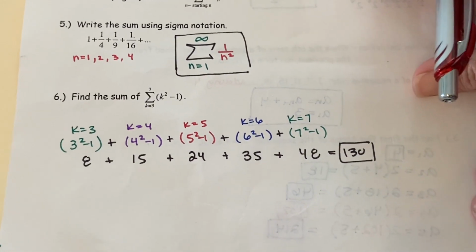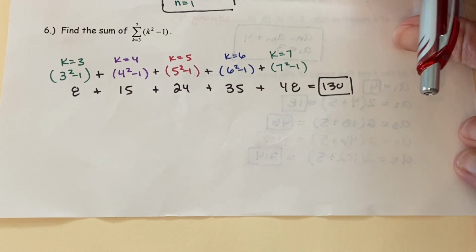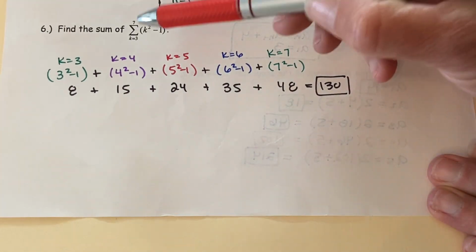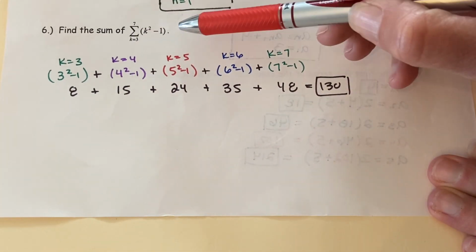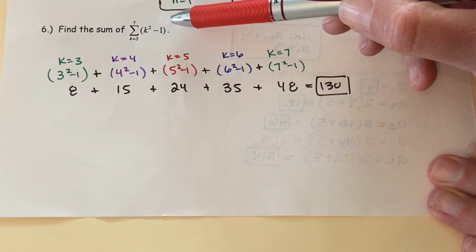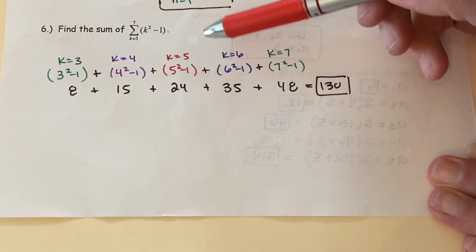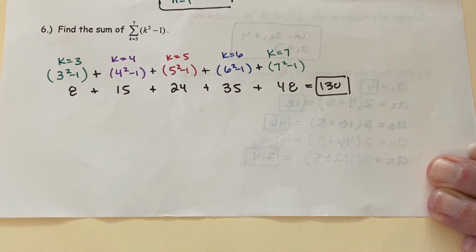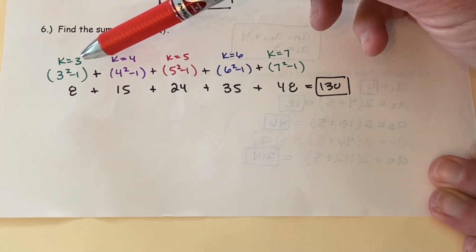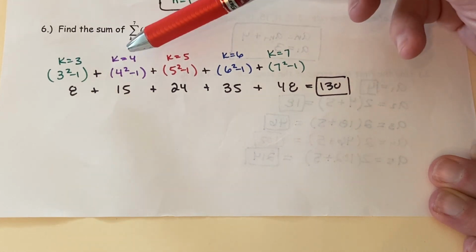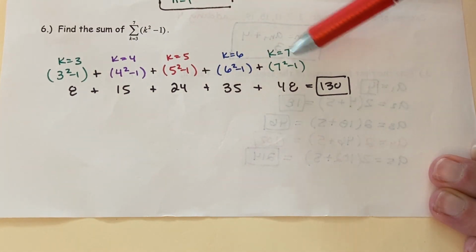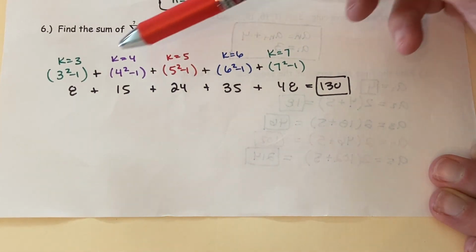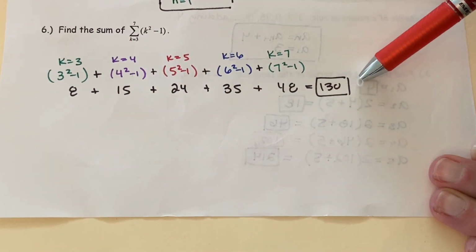For our last one here, for number 6, we want to find the sum of the 3rd through the 7th number, and our rule is k squared minus 1. Sometimes we use n, sometimes we use k, sometimes we use the letter i, it doesn't matter. So I'm going to plug a k of 3, 4, 5, 6, and 7 into my rule here, and then add those all up and get my sum.